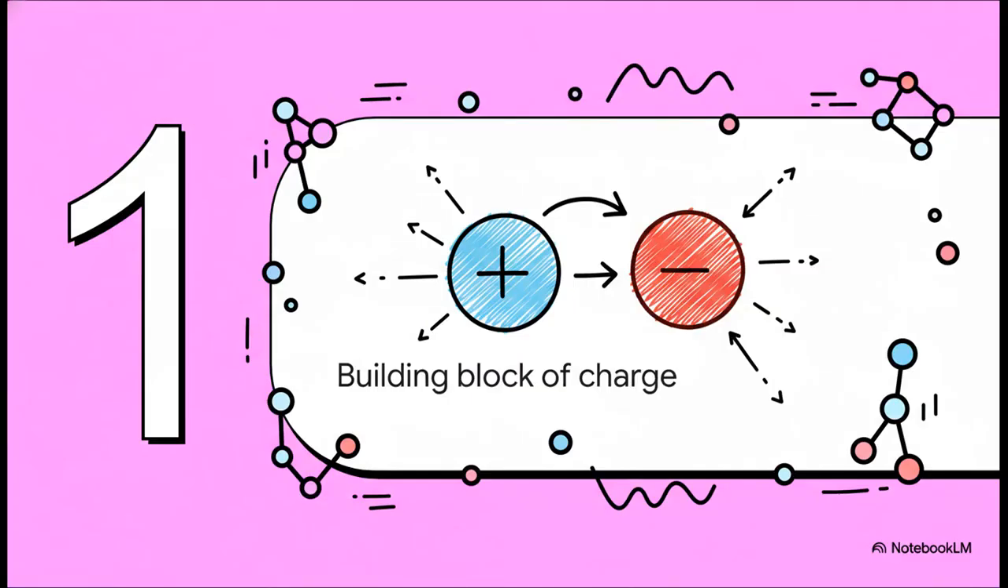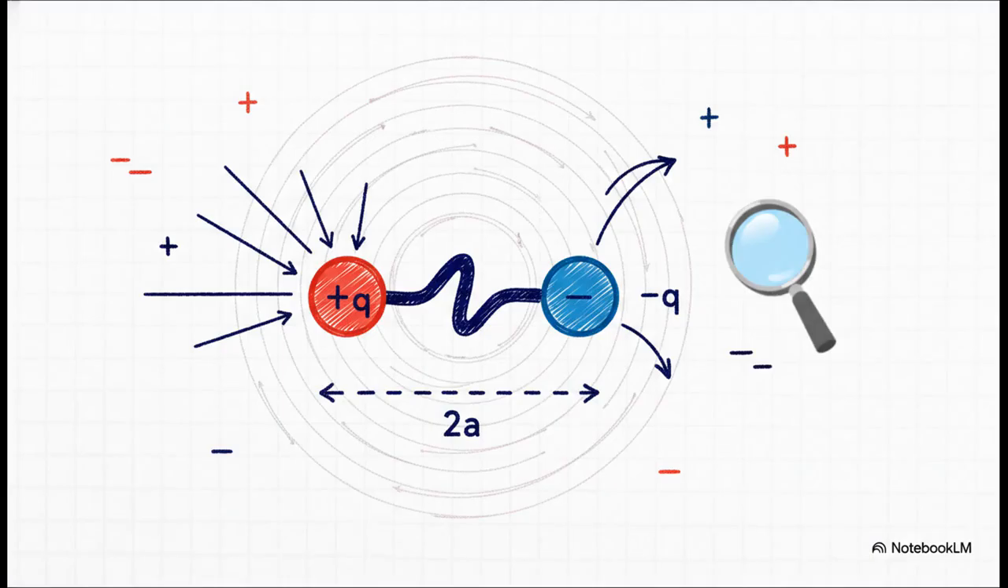What exactly is an electric dipole? We need to get this core concept down first. At its heart, an electric dipole is really simple. It's just a pair of charges, one positive, one negative, but with the exact same magnitude, which we'll call Q. They're separated by a fixed, usually tiny distance that we call 2a. Now, if you add up the charges, plus Q and minus Q, you get 0. So from far away, the dipole looks totally neutral.